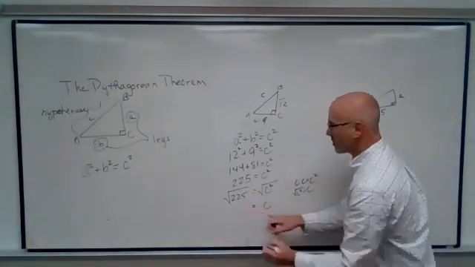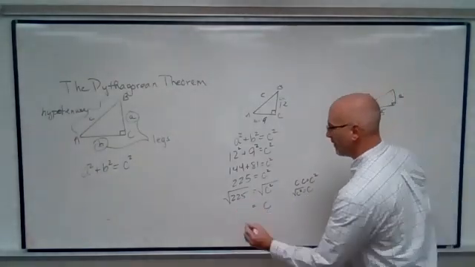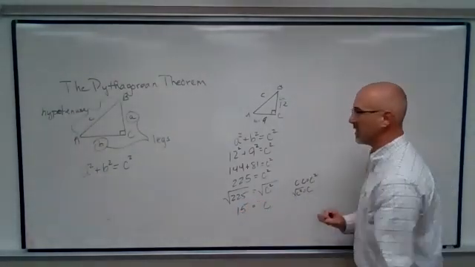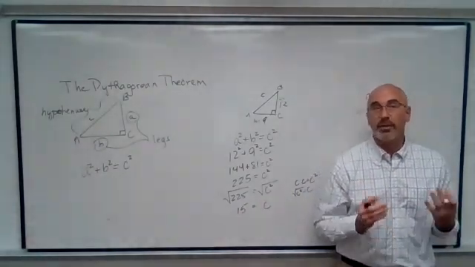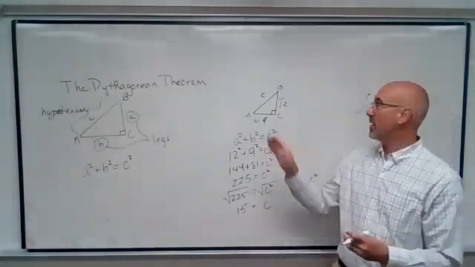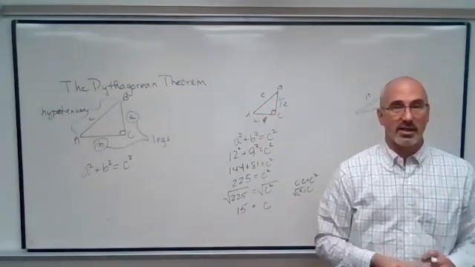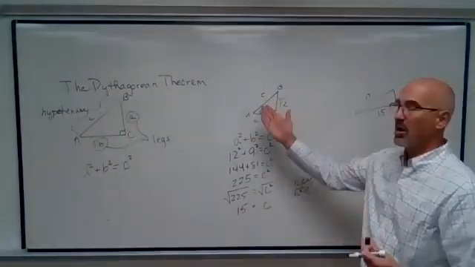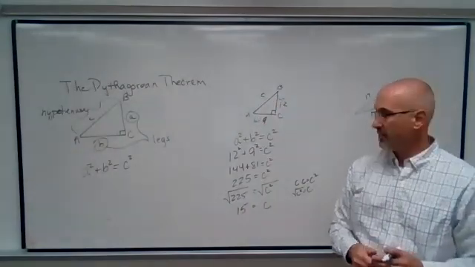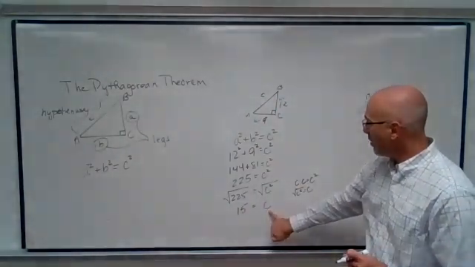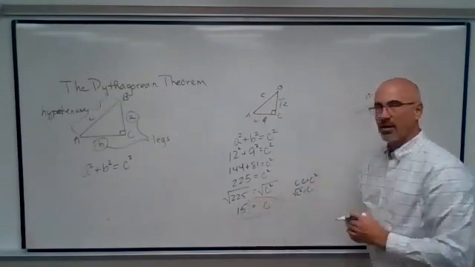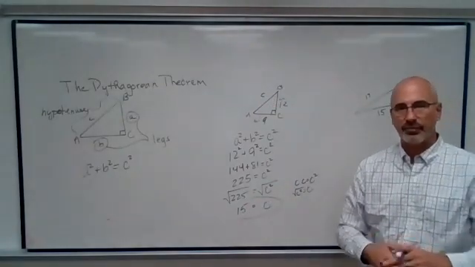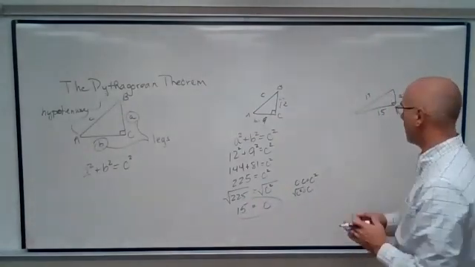Now we're going to take the square root of 225, and that is 15. Now, we just want to focus on the principal root, the positive root, because we're talking about a distance, and a distance in a triangle can only be positive. So what we have found now is C equals 15. Our hypotenuse has a length of 15. Let's do one more example.